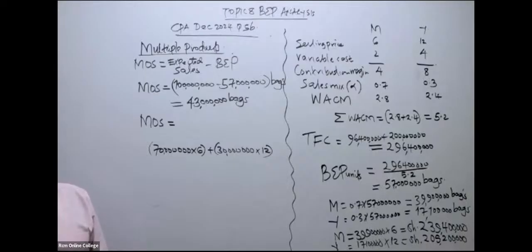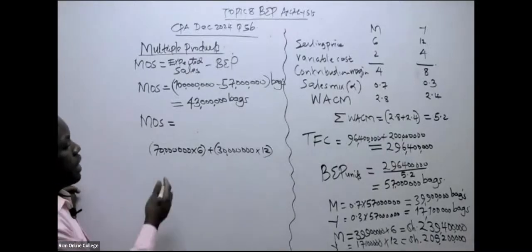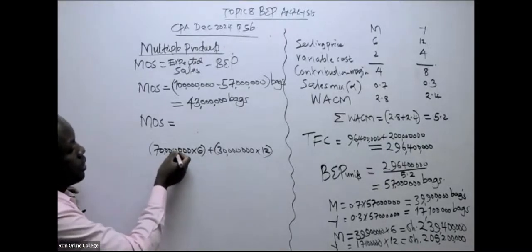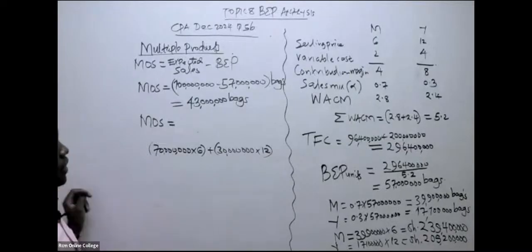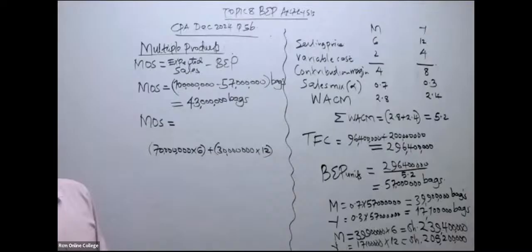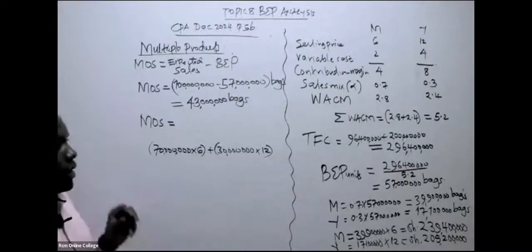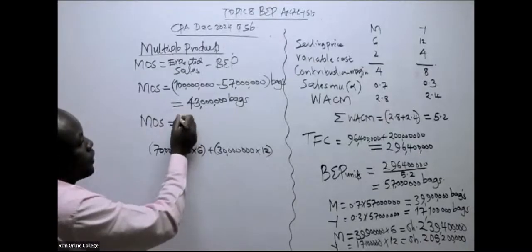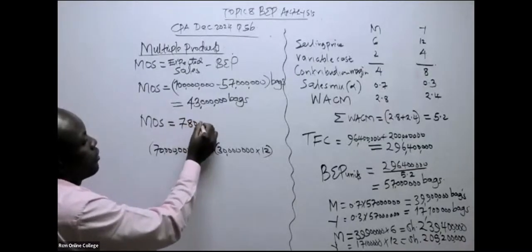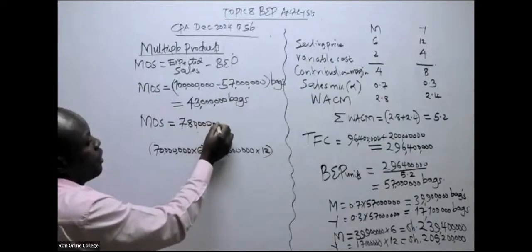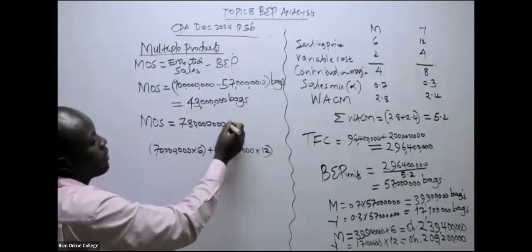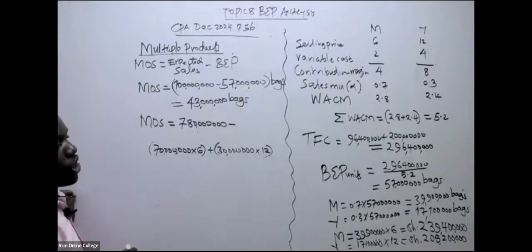How many did we have? It should be 70 million. So expected sales is 780 million. That is expected sales minus break-even point in shillings.